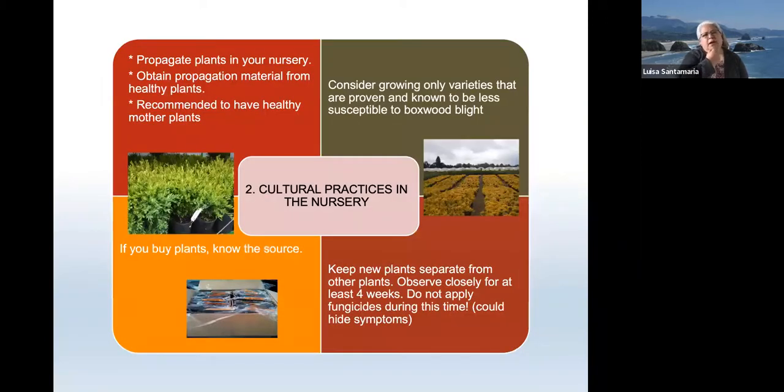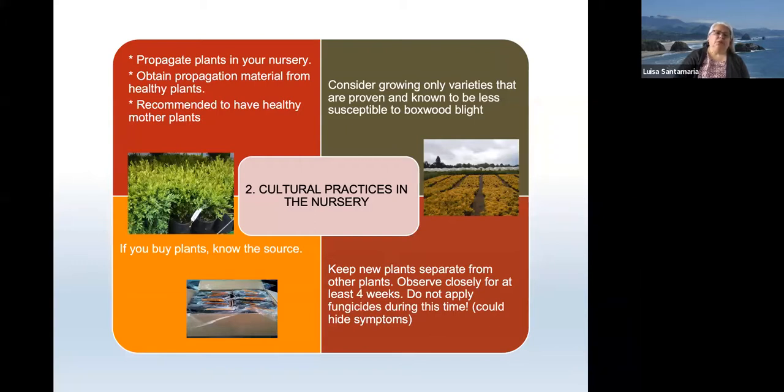The second part of the management practices, so education and training will be the first, but the second will be the cultural practices in the nursery. If we propagate the plants, I would like you to consider having stock plants. That would be safe, because you know where you are collecting the material to propagate the plants, and that will be really important.